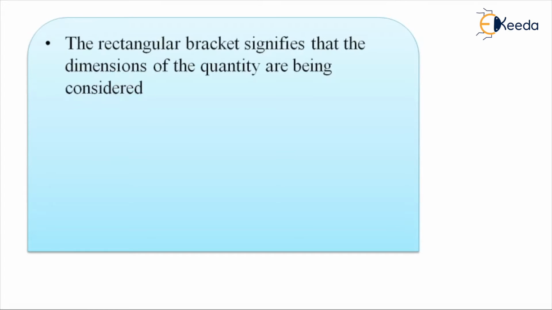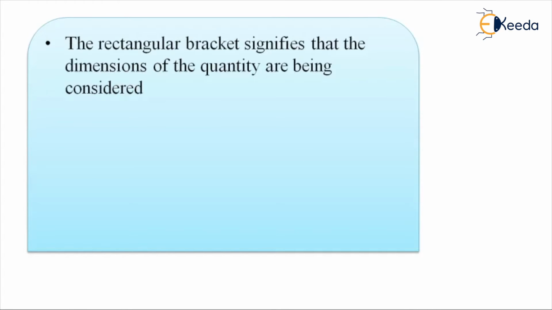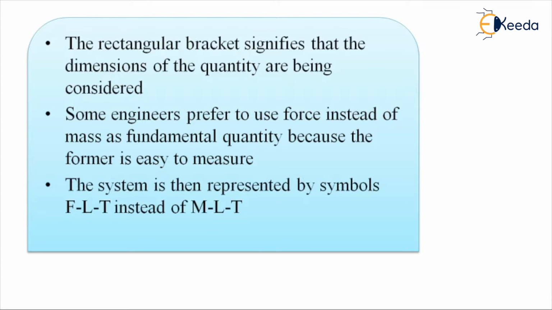The rectangular bracket signifies that the dimensions of the quantity are being considered. MLT raised to minus 2 is inserted in a rectangular bracket, meaning that the dimensions of the quantity are being considered. Some engineers prefer to use force instead of mass as a fundamental quantity because the former is easier to measure. The system is then represented by the symbol FLT instead of MLT.